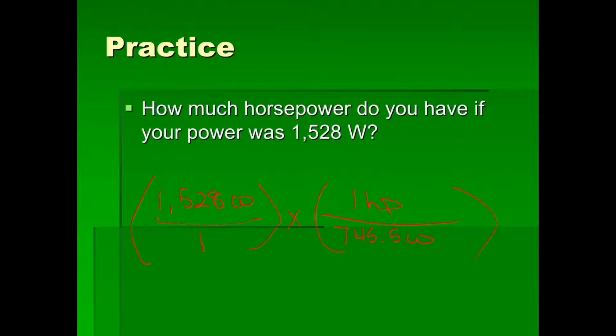So now let's do the math. You're going to take 1,528 multiplied by 1 to get 1,528, and then divide that by 745.5. So your answer for this problem should be 2.05 horsepower. So if you had a power of 1,528 watts, you have the power of about 2 horses, which is kind of miraculous.